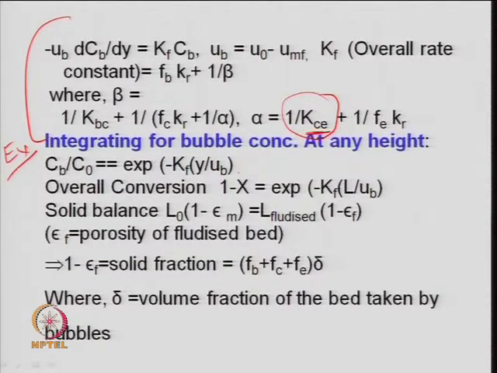So, if you integrate this expression from C0 to Cb, where the inlet is C0, you have Cb divided by C0 equal to exponent of minus Kf y divided by ub. So, this is the expression you have here. Just integrate dCb divided by Cb equal to minus Kf divided by ub dy. Integrate it: when y is equal to 0, your concentration is C0, and at any value of y the concentration reaches Cb.